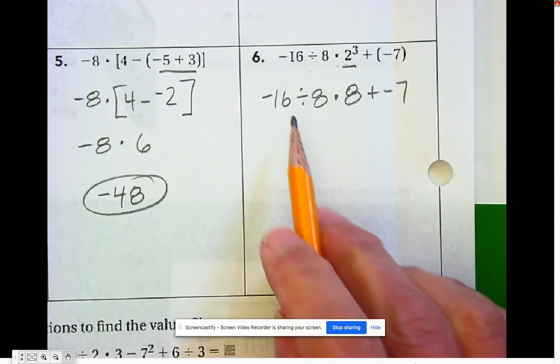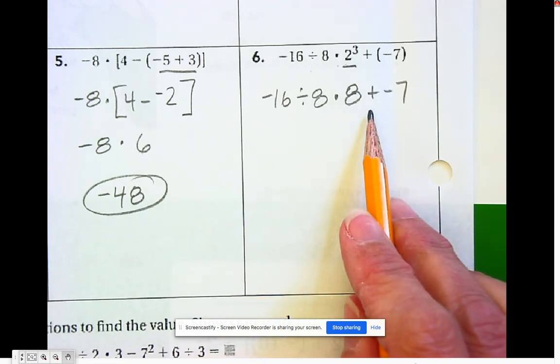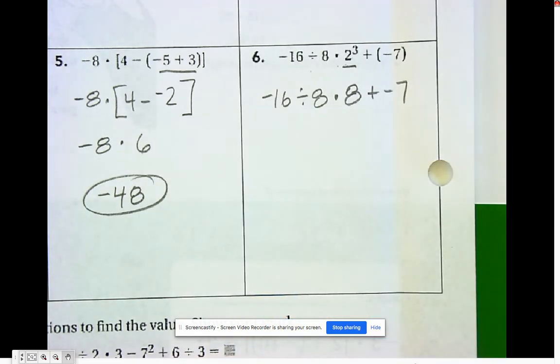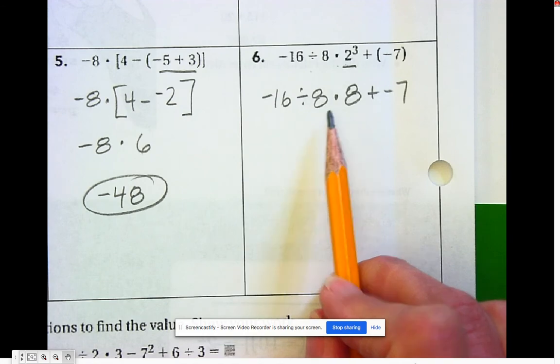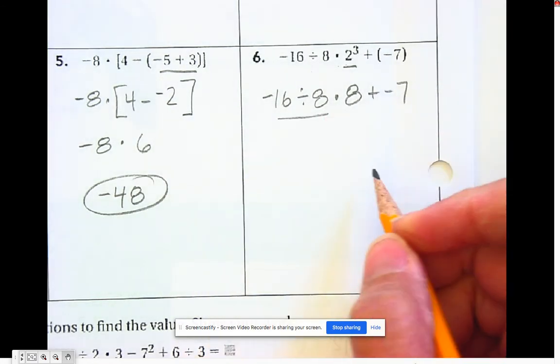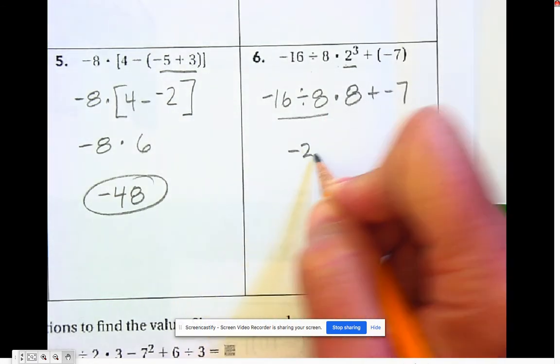Okay, so I've got a division, a multiplication, and addition. What should I do next? Okay, don't be tempted to do that one. Should have been the division. Negative 16 divided by 8 is negative 2.